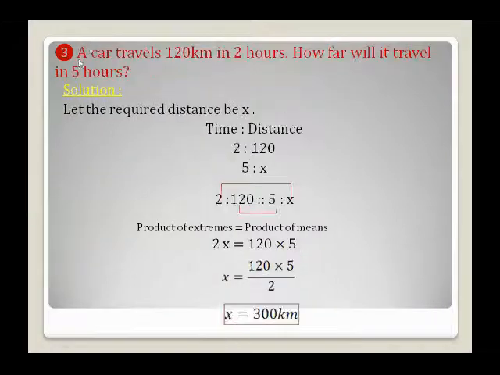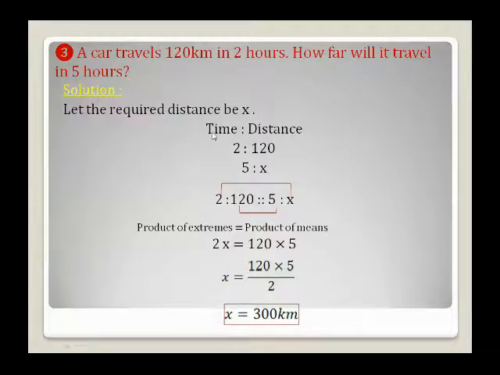Now the question number 3: a car travels 120 kilometers in 2 hours. How far will it travel in 5 hours? Here we start the solution. Let the required distance be x. Because what is asked? How far will it travel? It means we find the distance.